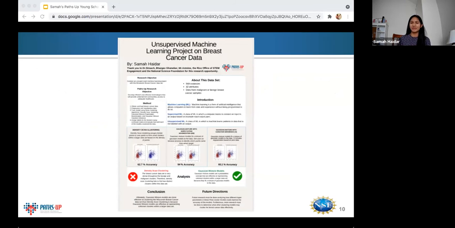And then this is my final project poster. It shows us the research objective of PATSUP as well as my research objective. Talks about the different forms of clustering that I looked at: density scan clustering, Gaussian mixture, and expectation maximization.